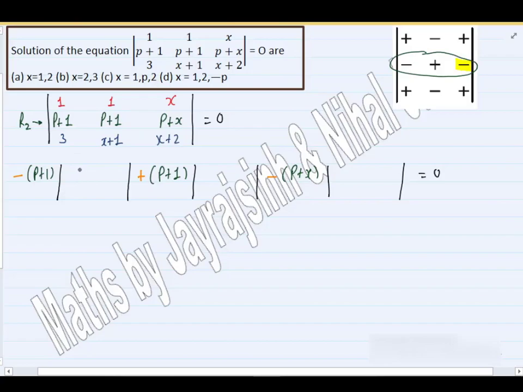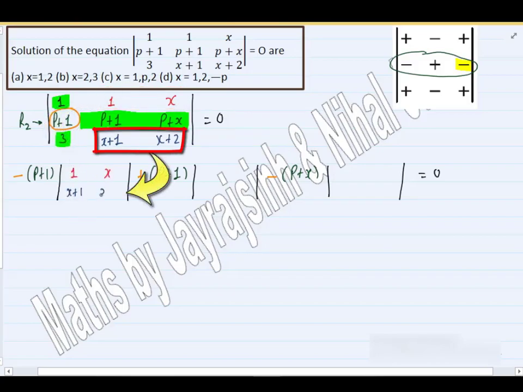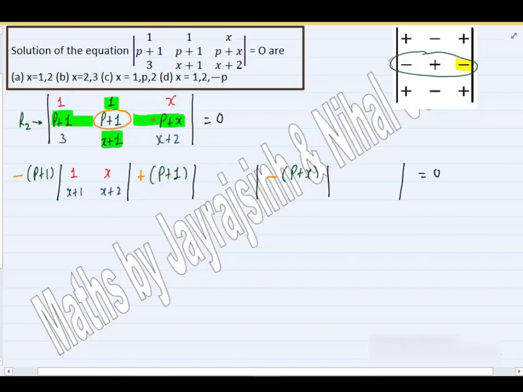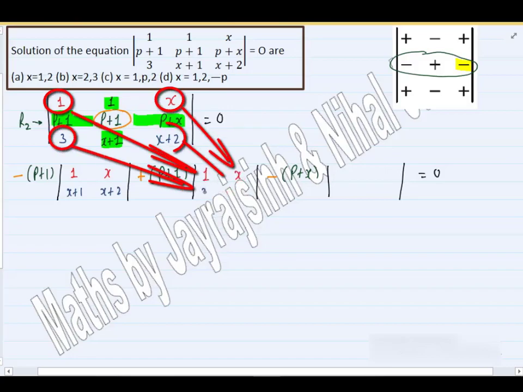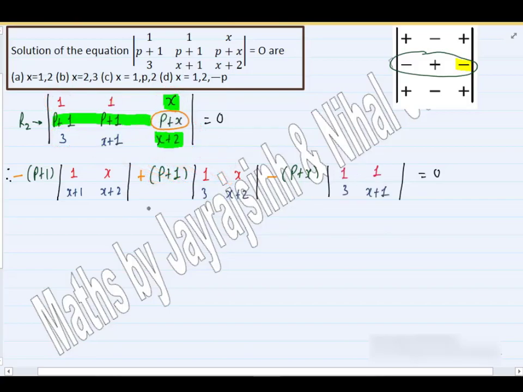To fill our first determinant, we have to select our first element, which is in the second row and first column. So here we will get 1, x and x plus 1, x plus 2. Now it's time to choose the second element, which is in the second row, second column. So here we'll get 1, x and 3, x plus 2. Similarly, the last determinant will be 1, 1 and 3, x plus 1. Now we just have to expand this, minus p plus 1 as it is.